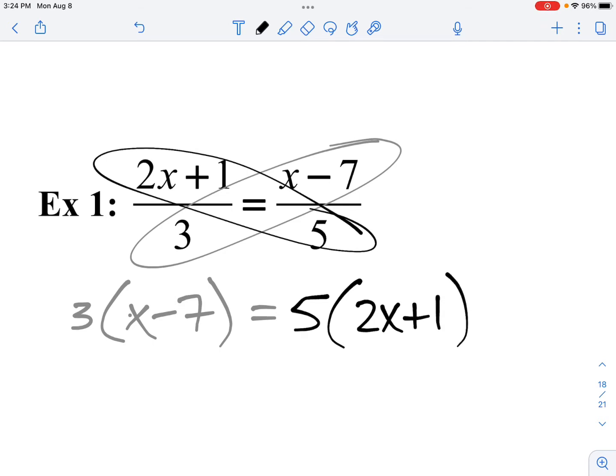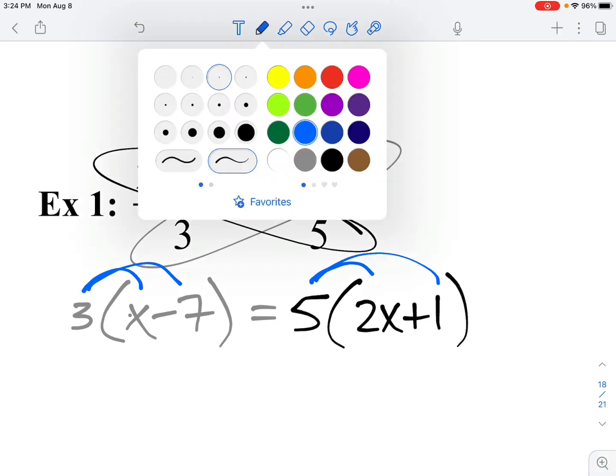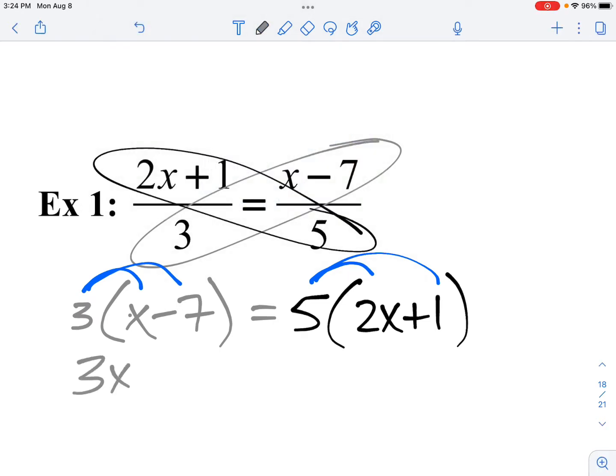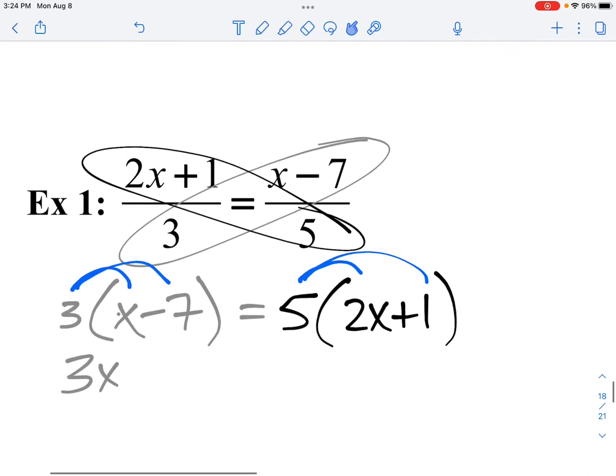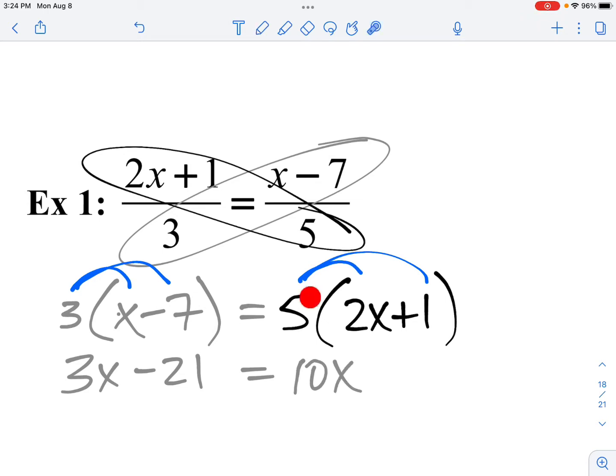In this case, now we have some distributing we need to do. We've been practicing this all chapter long. I'm going to distribute there, and I'm also going to distribute here. When I take 3 times x, I get 3x. And when I take 3 times negative 7, 3 times negative 7 is negative 21. Keep the equal sign. And when I take 5 times 2x, I get 10x. And when I take 5 times 1, I get 5. And it's positive.